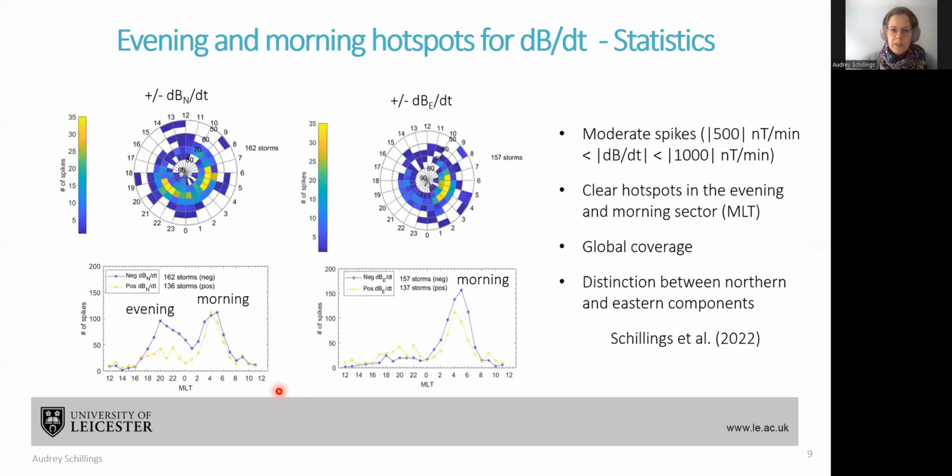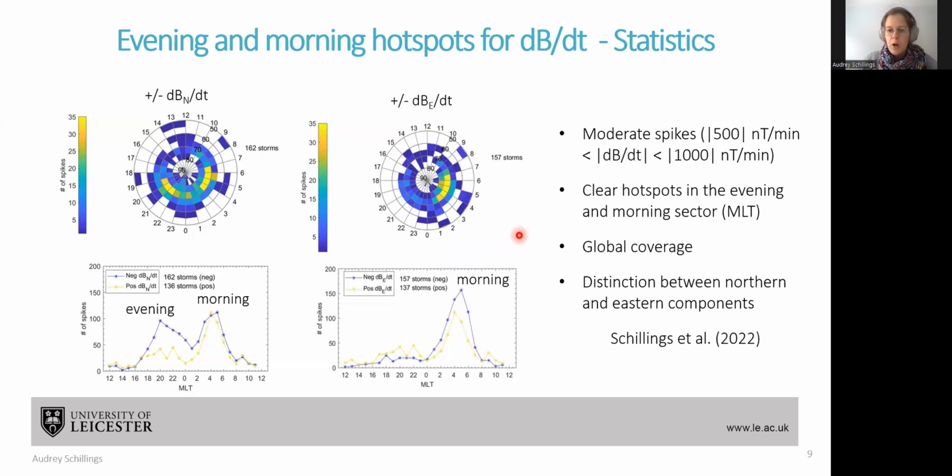What we found with these statistics on dB/dt spikes during storms is basically 2 hotspots, one in the evening and one in the morning. Here we didn't use the horizontal component in the dB/dt, but divided into the actual components, the northward and the eastward. So here you have the dB/dt for the northern component and the dB/dt for the eastern component. We found 2 hotspots for the northern component, in the evening and in the morning, highlighted here by the color, which tells you how many spikes you have. And for the eastern component, we found 1 hotspot, only in the morning.